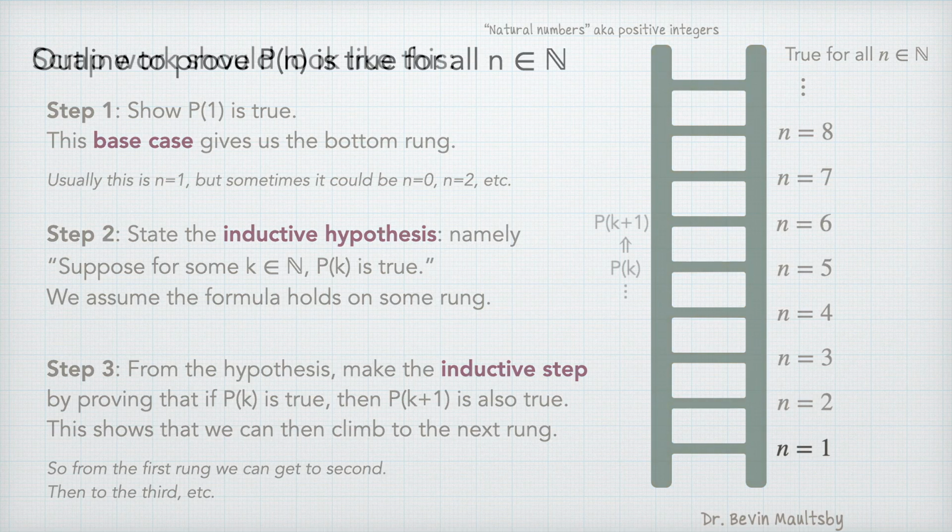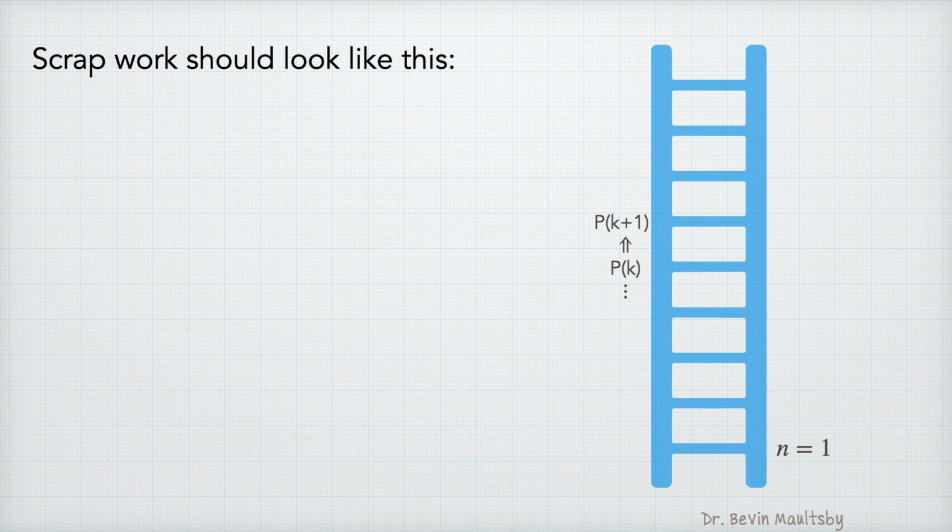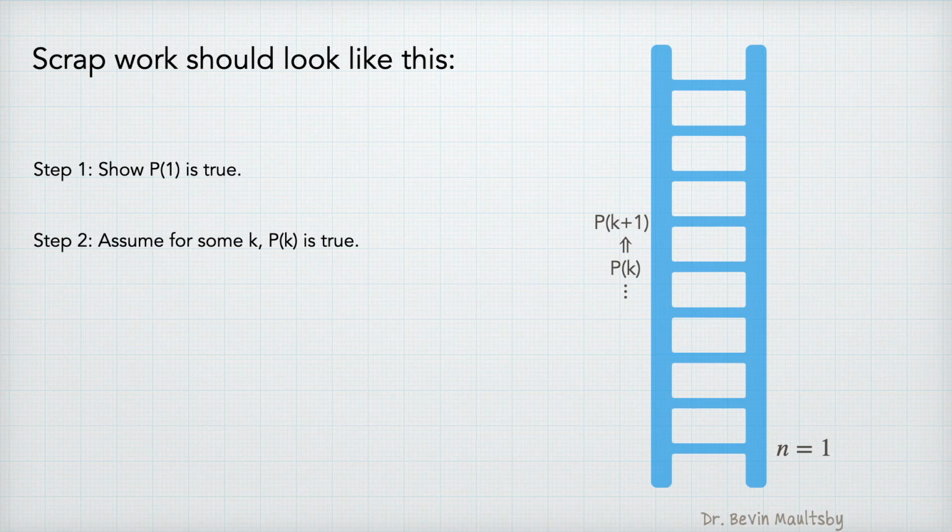So let's summarize what you have to show when you do a proof by induction. The first step will be to show that P of 1 is true. You have to have a bottom rung to your ladder from which you start climbing. Then step 2, you don't prove anything, you just make the statement that for some k out there, P of k is true. And then step 3, which is typically the longest, you show that if P of k is true, then P of k plus 1 is true. So the first step gives you the bottom rung of your ladder, and then steps 2 and 3 combine to say that you can climb the ladder. So we can climb to the second rung, the third rung, the fourth rung, etc.